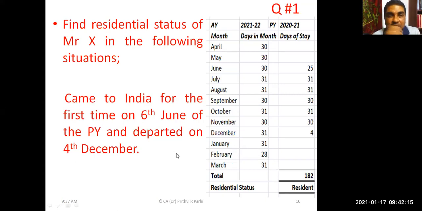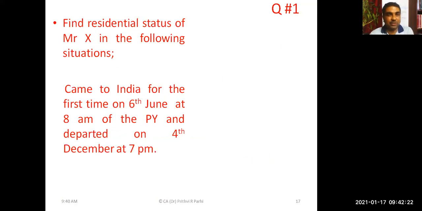Are you getting these answers? All of you have understood? Yes, sir. Yeah, let's try one more question. Here is the second question. Please read this question. Find the residential status of Mr. X in the following situations. Came to India for the first time on 6th June at 8 a.m. of the previous year and departed on 4th December at 7 p.m.